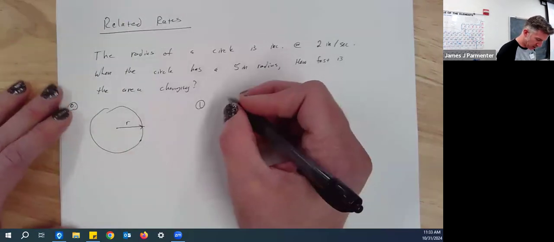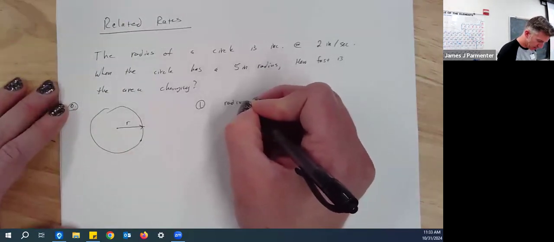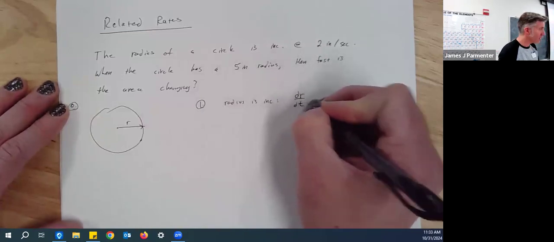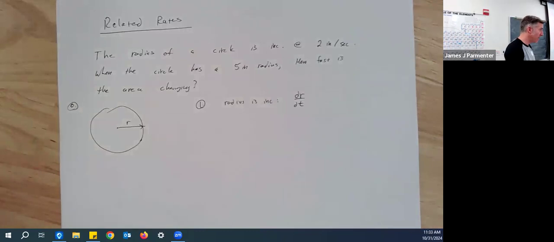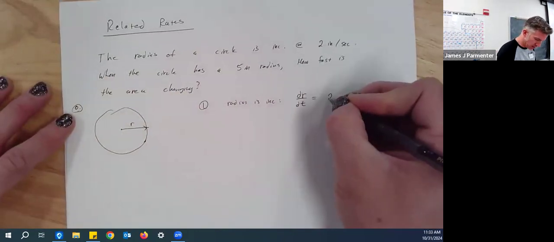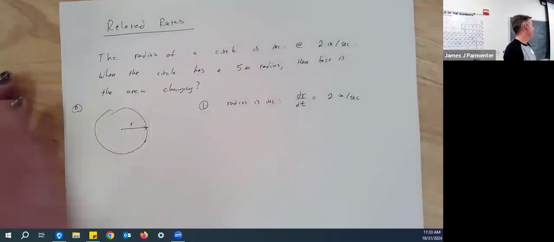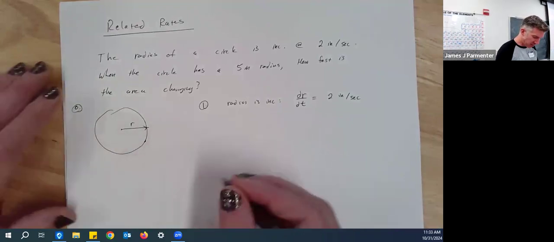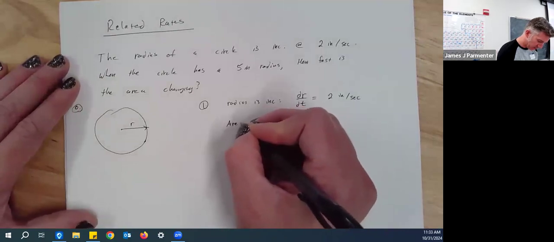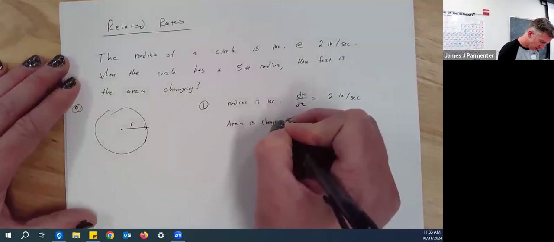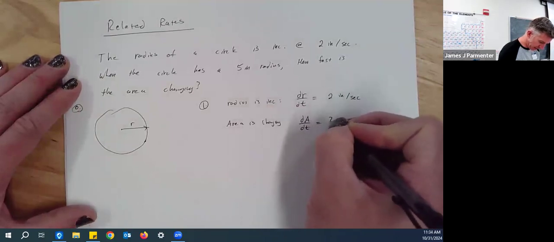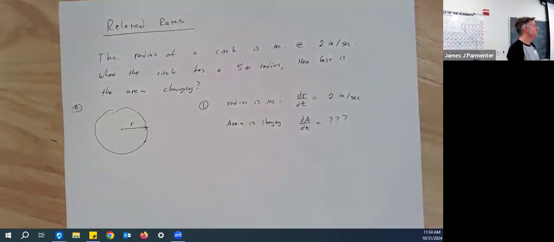So I know that the radius is changing. So the radius is increasing, which means I'm going to write down dr dt, the rate of change of the radius with respect to time, is equal to 2 inches per second. I usually don't care about including the units, but it's not wrong to include the units here. And then I also want to write down the thing they're asking me to find. Oh, they're asking me to find how the area is changing. So what I want to do is find what dA dt is equal to. That's the goal of this problem.